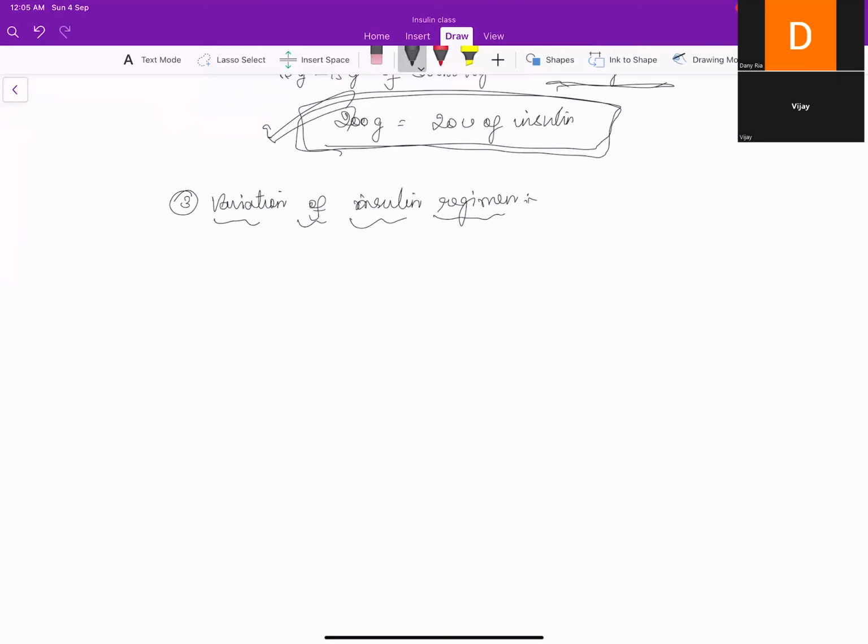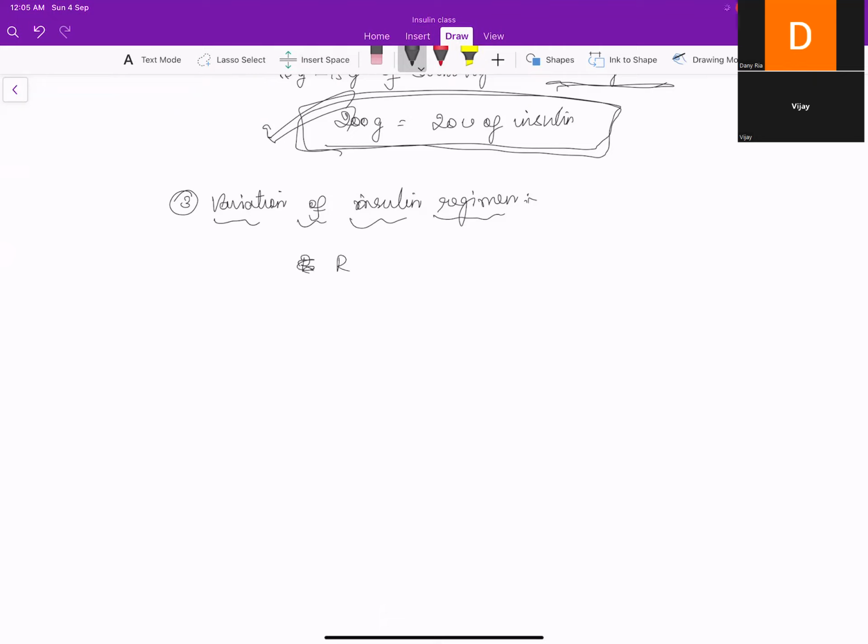Next is variation of insulin. Again, I'm repeating, this is only based on the RSSDA guidelines. There are so many regimens. Weight-based regimens are there, simple mind-based regimens are there, sliding scale regimens are there. Practically, diabetes is like a maze. I'll tell you one regimen.